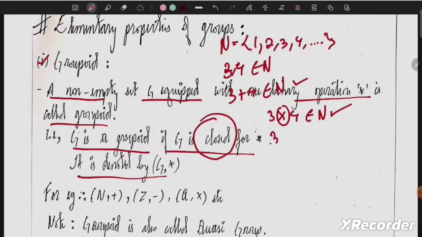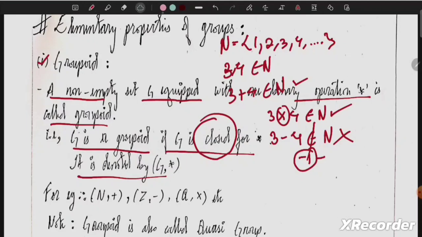Now let's see for the subtraction operation. In this case, the end result is minus 1, and minus 1 is not in the set of natural numbers, so it is not closed in this case.